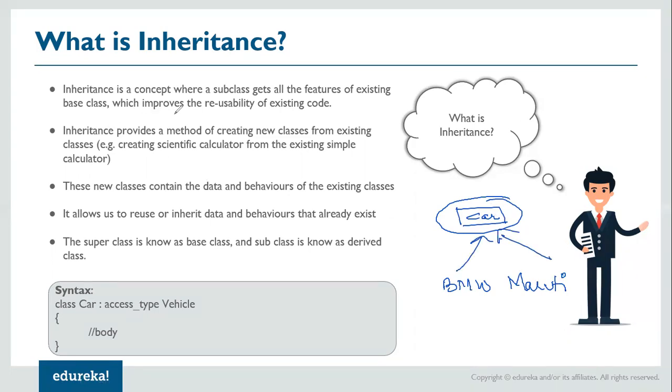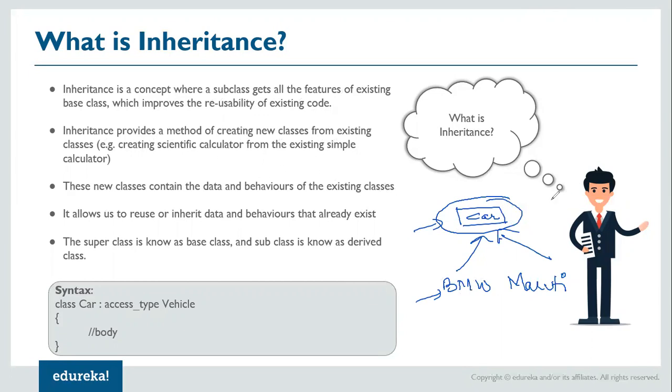That is what it is trying to say, that this is a concept where a subclass gets all the features of the existing base class. So if something is already there, let's get all the features. Now, inheritance provides a method for creating new classes from existing ones. So these are the new classes. This is an existing class. Creating, for example, you create a scientific calculator from an existing simple calculator.